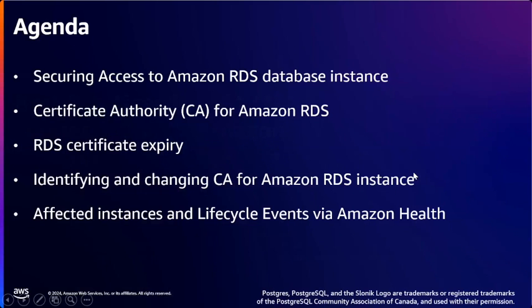With that, we have a few key points to cover today, including access control and certificate expiry on Amazon RDS. We will walk you through how you can identify the affected RDS instances and how to change the certificate authority on these instances.